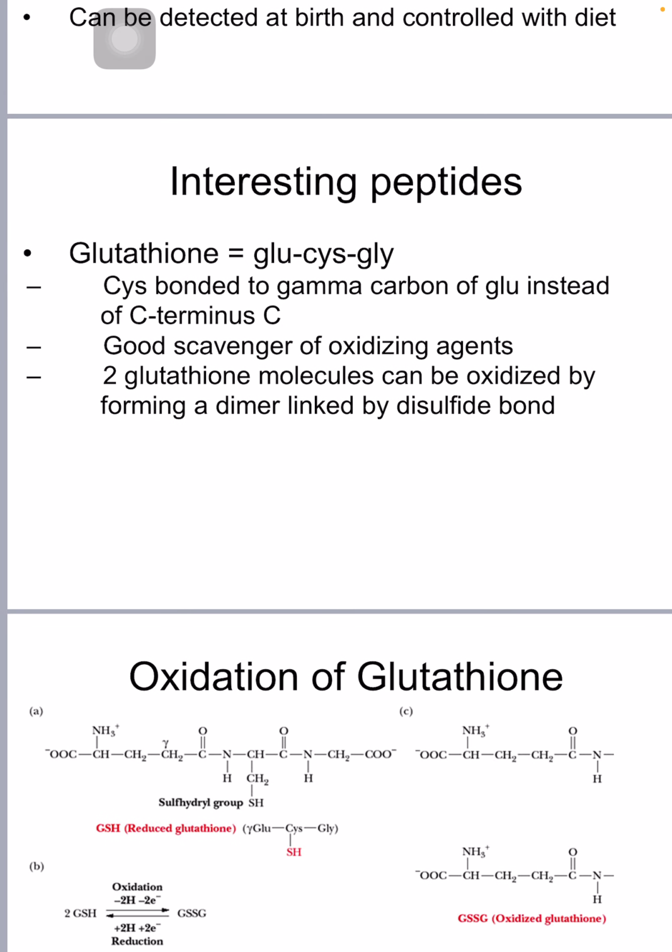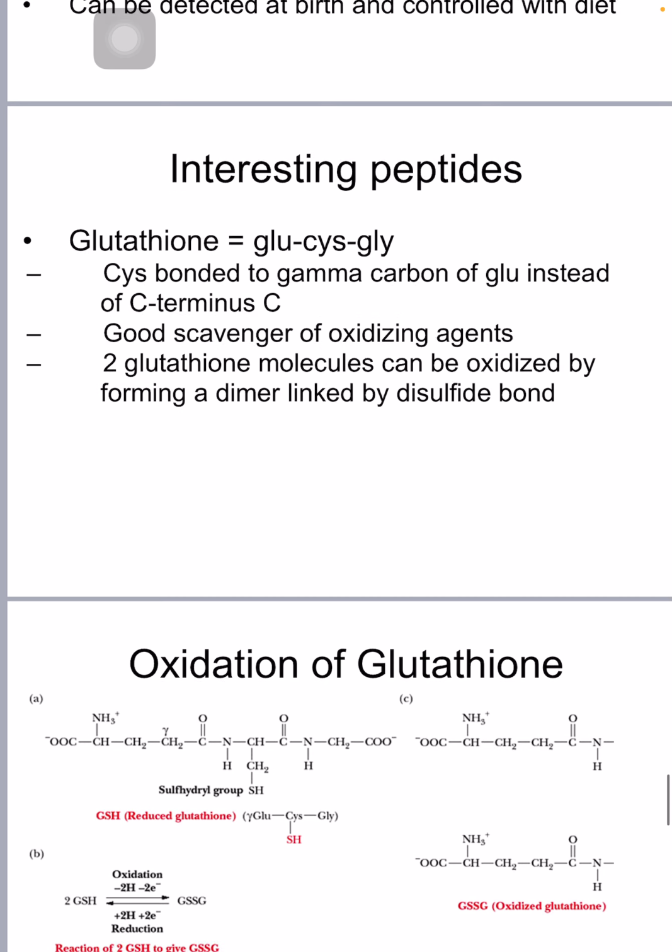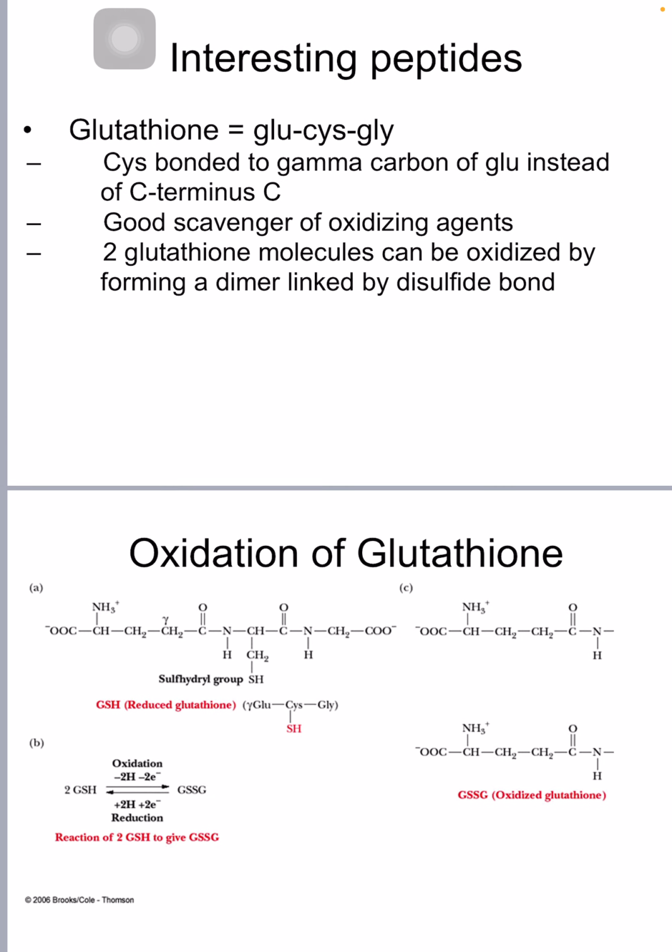Let's see, a couple other ones that are interesting. Glutathione is a tripeptide, right? It's got glutamic acid, cysteine, and glycine all bonded in that order. This is an important one because this is a good scavenger of oxidizing agents. All right, and that's probably a nutritional buzzword or buzz phrase you've heard over the years, if you've ever heard radical scavenger or free radical trap, or, I'm blanking on them now.